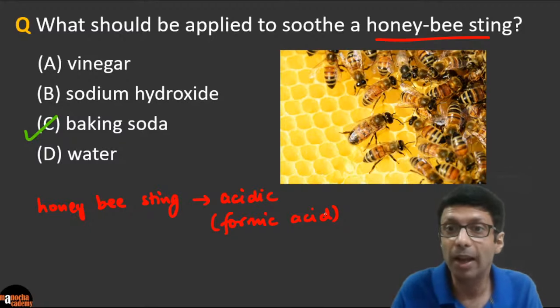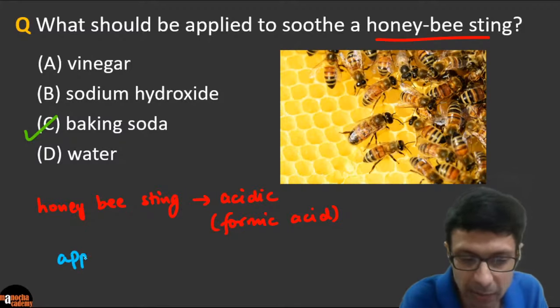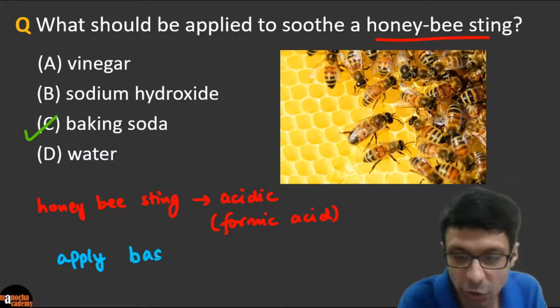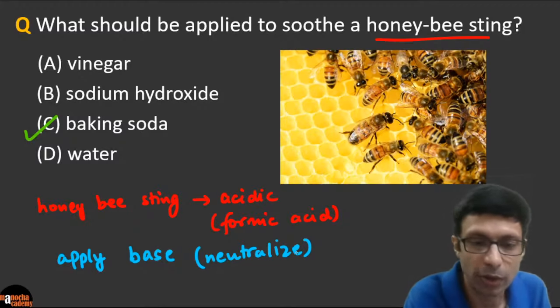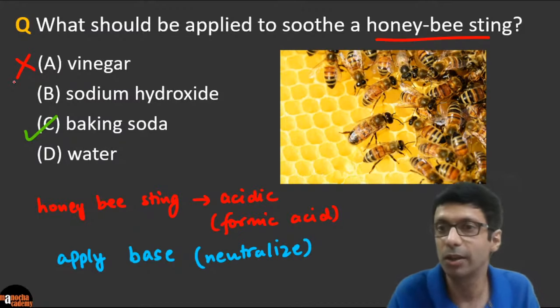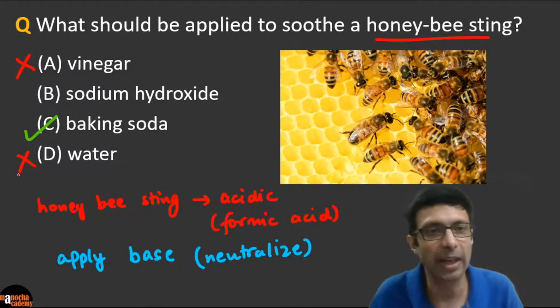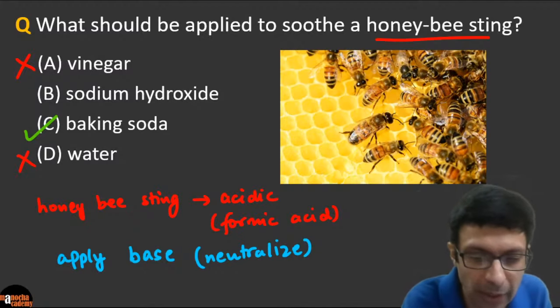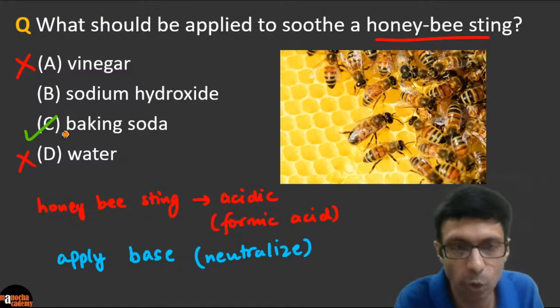So what should we apply to soothe it, to neutralize it? Obviously, we should apply a base, because a base neutralizes an acid. We want to neutralize or reduce the pain. So definitely it can't be vinegar, because vinegar is acetic acid. So this option is out. Water is neutral, so water is out. So it's either sodium hydroxide or baking soda. Which option would you choose, B or C? Both of them are bases. So please think carefully. It's very important which one you choose, because B and C are both bases.